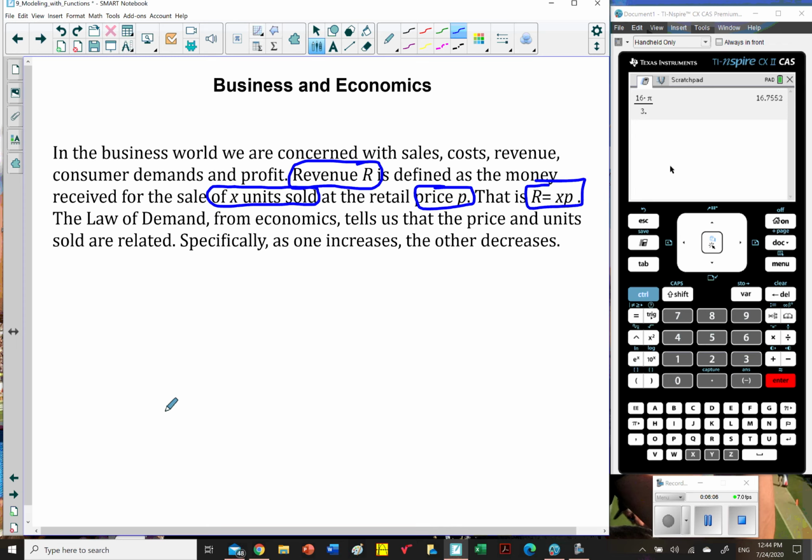In economics, there's a rule called the law of demand. It tells us that the price and the units are related. That's pretty straightforward. If one variable increases, then the other is going to decrease. So if you increase the price, you're going to decrease the number of units sold, and they're related in that way.